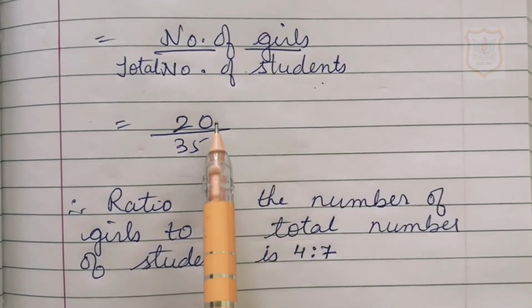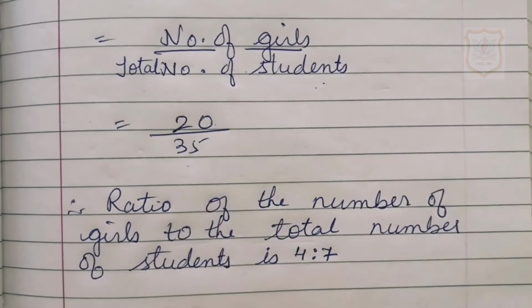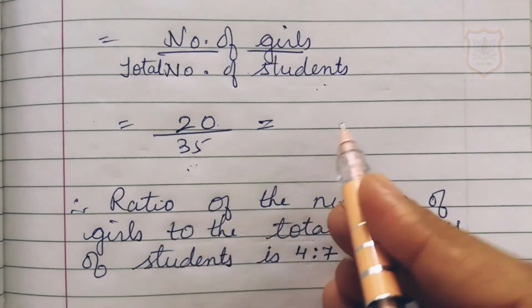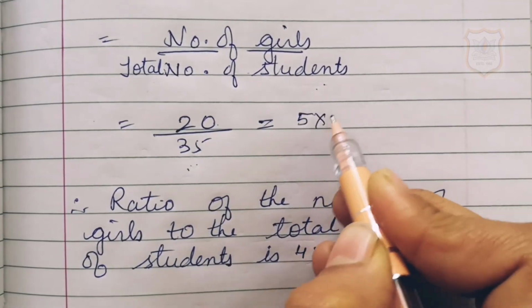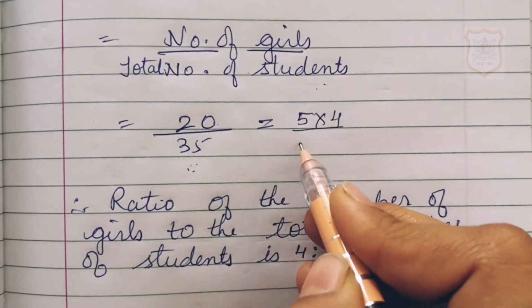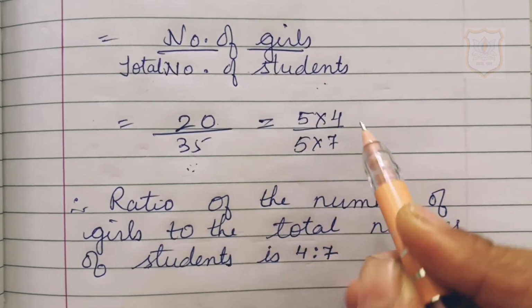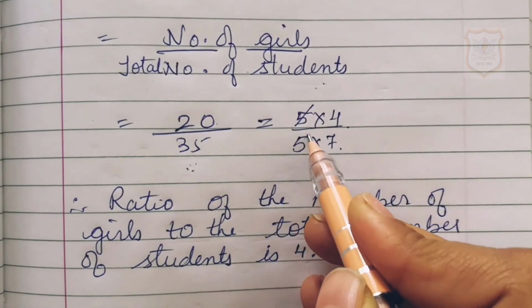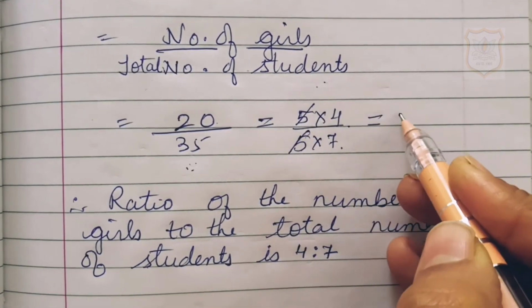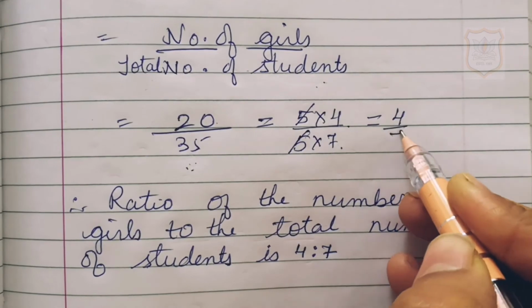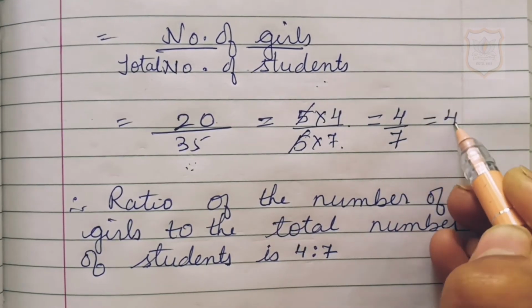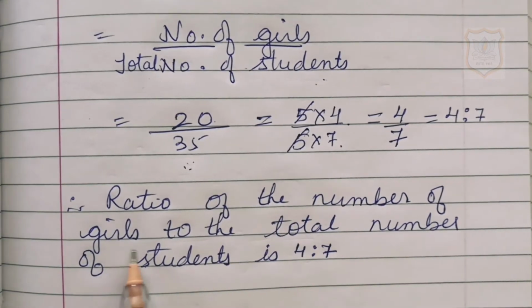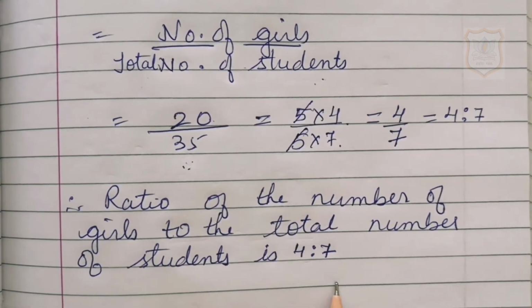Here number of girls is 20 and total number of students is 35. Now the fraction so formed is 20 by 35. Now in the place of 20 we will write 5 multiplied by 4, and in the place of 35 we will write 5 multiplied by 7, as 5 4s is 20 and 5 7s is 35. We will cut this 5 from above the line and below the line. The number so formed will be 4 by 7 or 4:7. Therefore the ratio of the number of girls to the total number of students is 4:7.